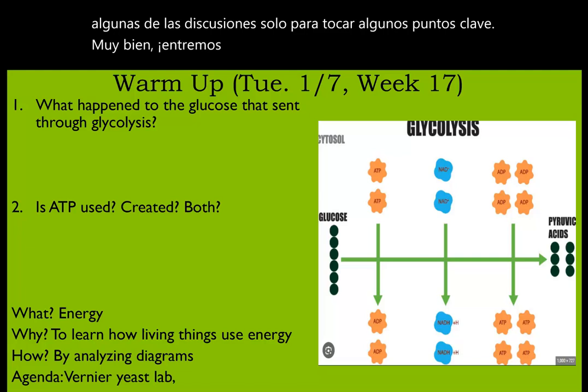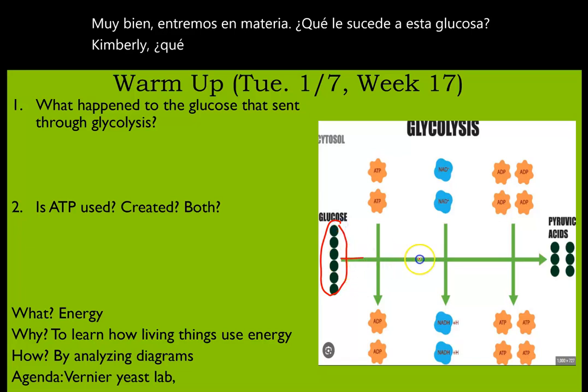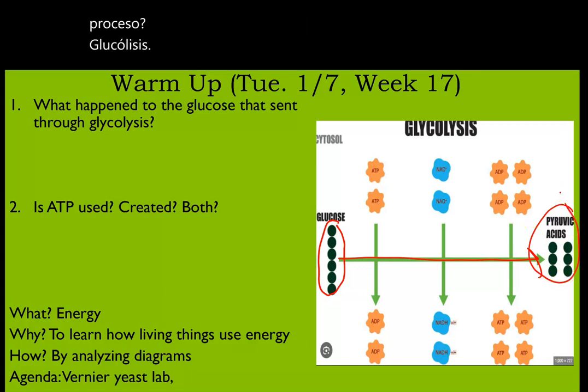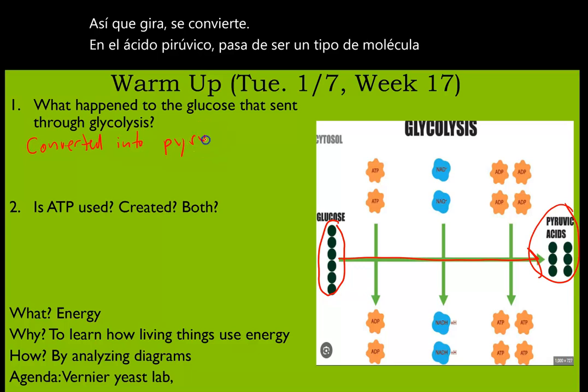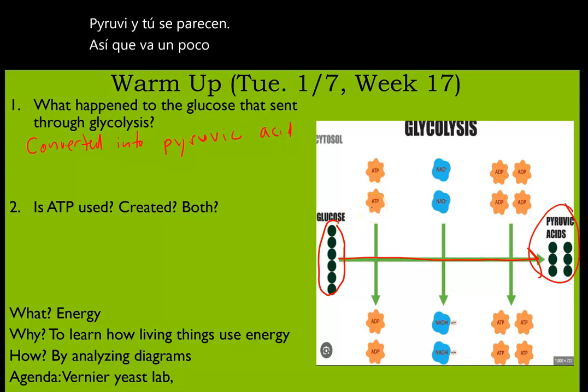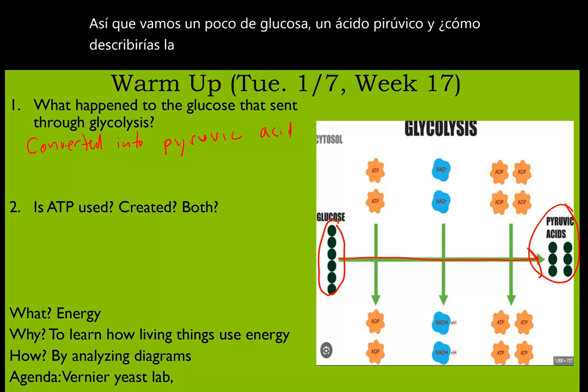What happens to this glucose? Kimberly, what do you notice with this glucose as it goes through the process of glycolysis? It gets converted into pyruvic acid. It goes from being one type of molecule into another type. So it goes from glucose to pyruvic acid. And how would you describe the difference between those two molecules?